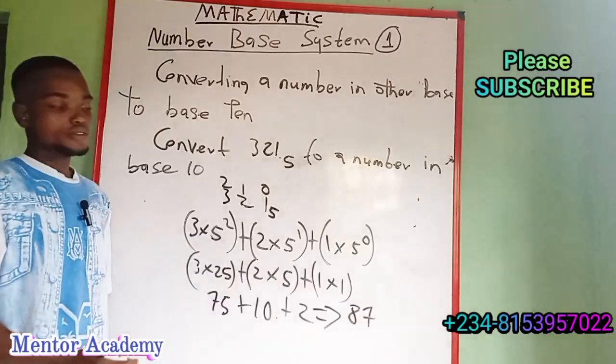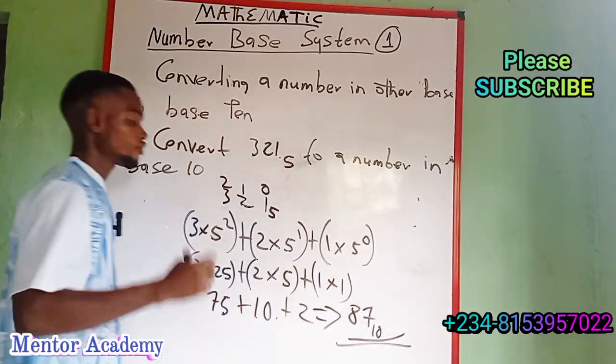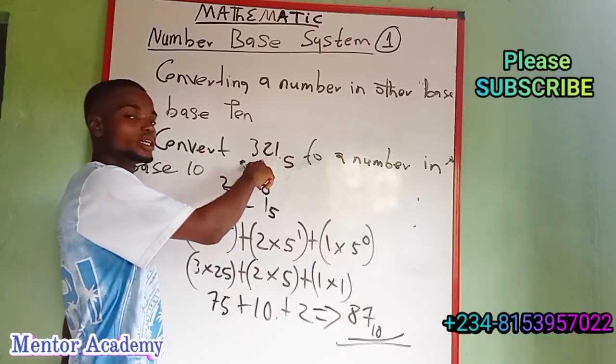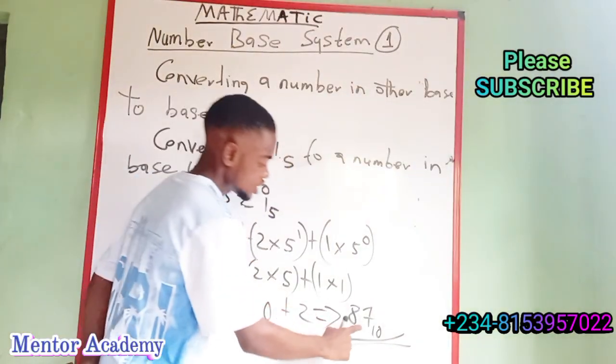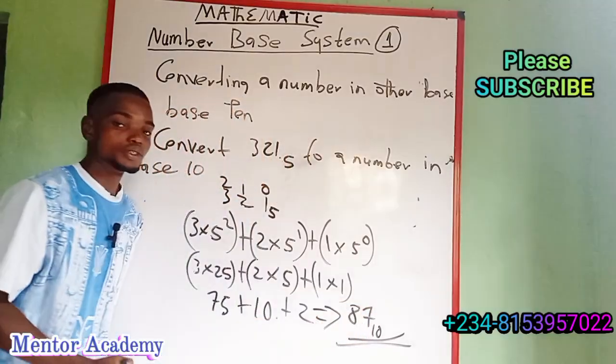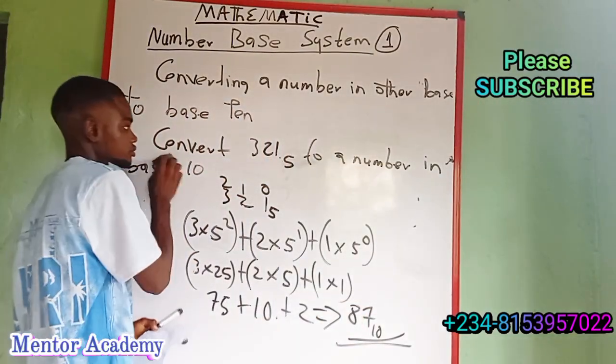And this 87 is under what? Under base what? 10. So we have converted 3 2 1 under base 5 to what? 87 under what? Base what? Base 10. Now the next question, hope you understand.